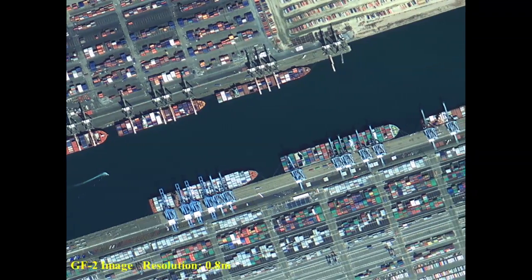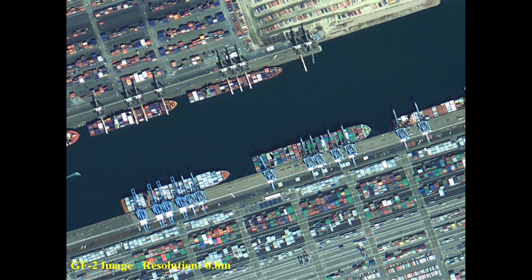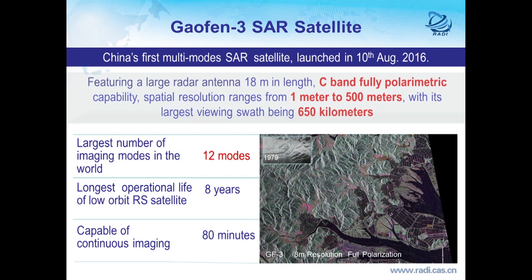So here you can see this is a high resolution satellite. This is what we call GF. GF is Chinese, meaning Gaofen. Gaofen means high resolution. High resolution satellite 2 has 0.2 meter resolution. It is very useful right now in urban planning and other engineering studies. And here you can see Gaofen 3.